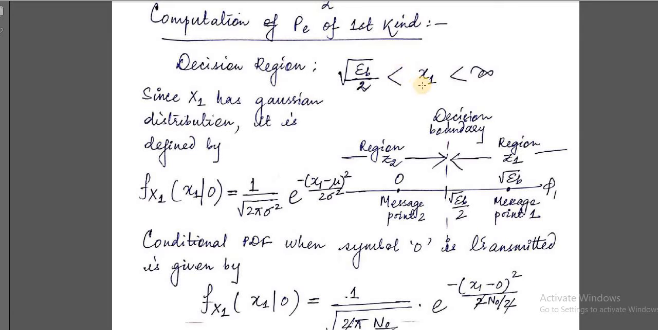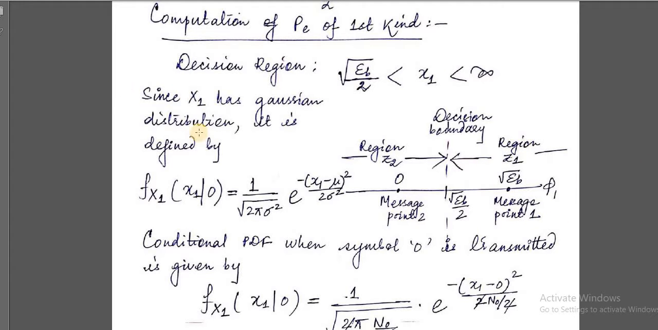Okay, so my decision boundary: I will make an error if I am transmitting 0 and the received signal lies in region Z1. If you look at decision region Z1, it extends from this point, root over of Eb by 2, up to infinity. So if the received signal point, that is the output of the correlator, is between root over of Eb by 2 and infinity, then there is a chance of making an error. So the decision region of making an error is if the value of x1 lies between root over of Eb by 2 and infinity, that is your region Z1.